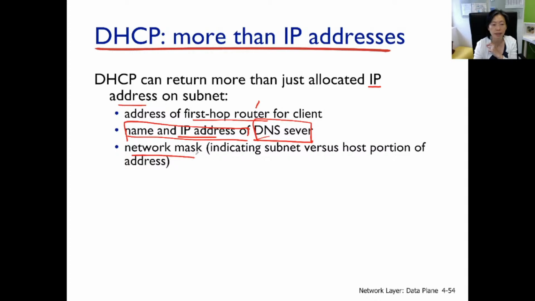And then the network mask. So this is to tell the host how long the subnet part of the IP address is. So provided the IP address, the DHCP server is also saying, what is the subnet part? And therefore the client also knows what the host part is.